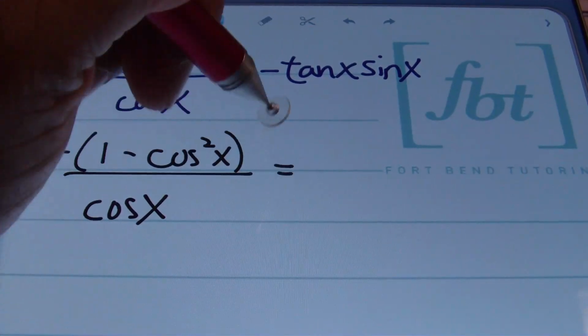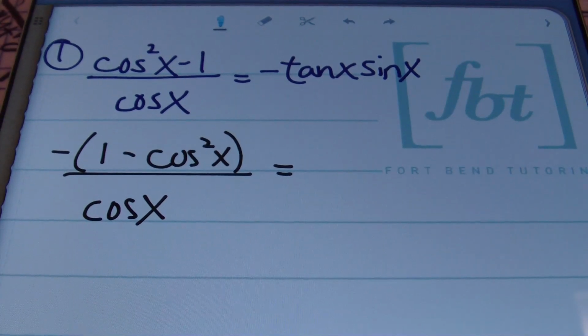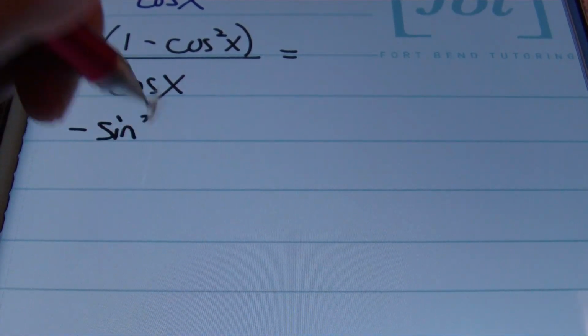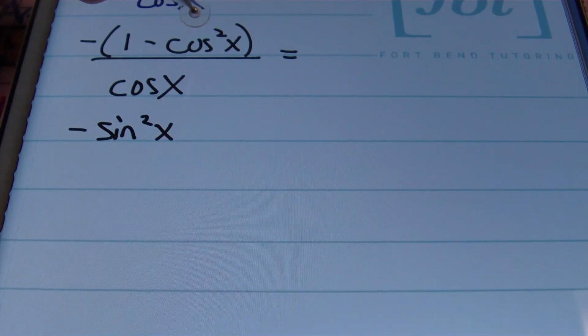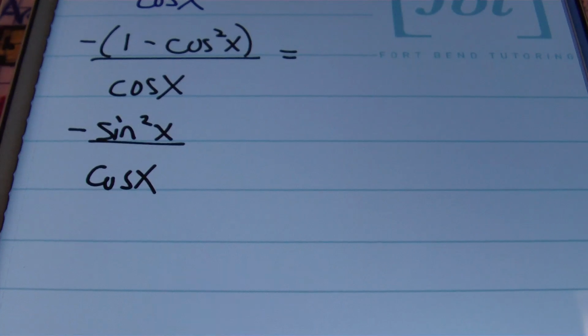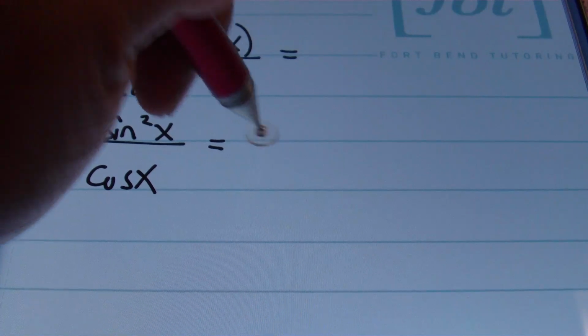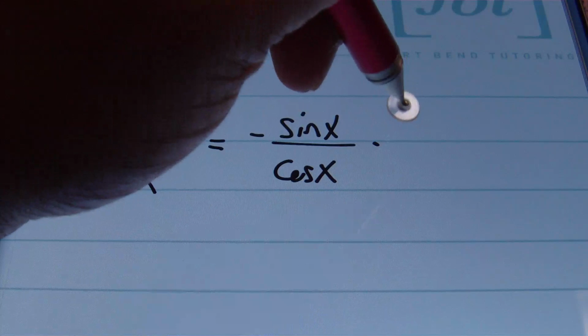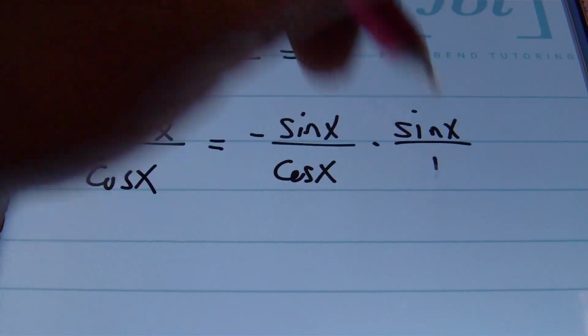Now I'm able to show that this 1 minus cosine squared x can be substituted with sine squared x, which is exactly what I'm about to write. So I'll have a negative sine squared x. That means I'm replacing the 1 minus cosine squared x using that Pythagorean identity with sine squared x. The negative just came down, and this is still over my cosine x. From here I'll be expanding this fraction and writing it as negative sine x over cosine x times sine x over 1.